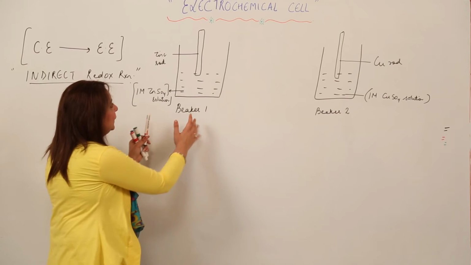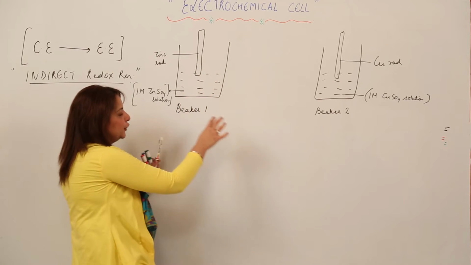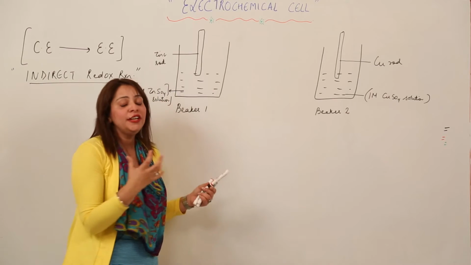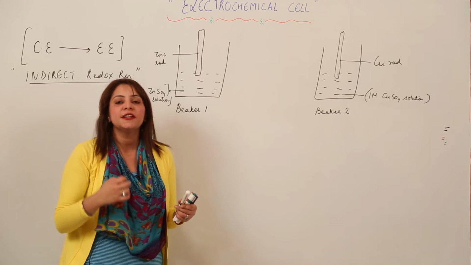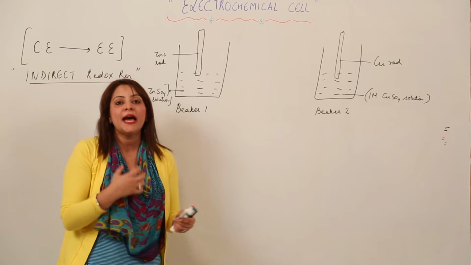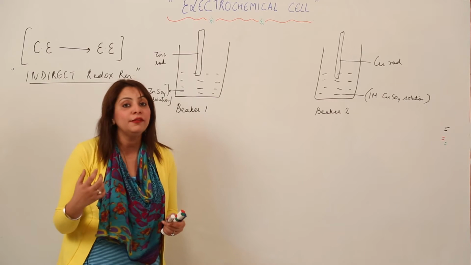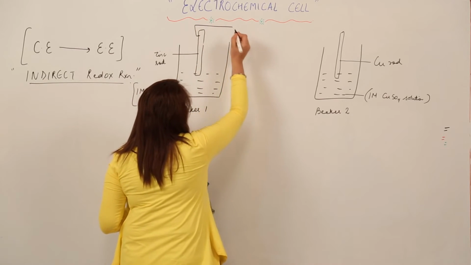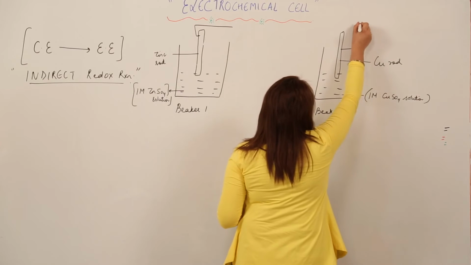See, beaker 1 contains the zinc rod and ZnSO4 solution. This is the copper rod dipped in copper sulfate solution. Now we need to connect these two beakers, because oxidation and reduction will take place in them, and we need a certain contact between them through which the electrons can flow. So how are they connected? These electrodes are connected by means of a wire.